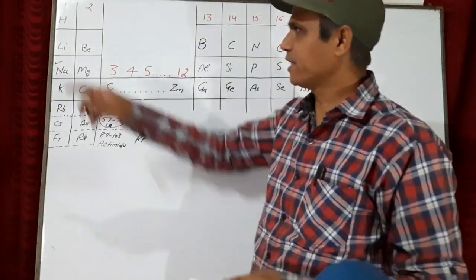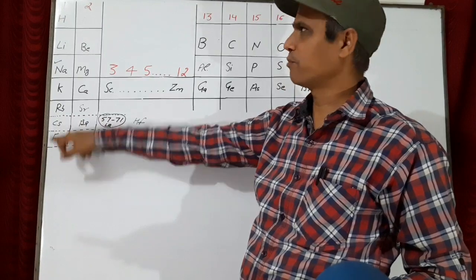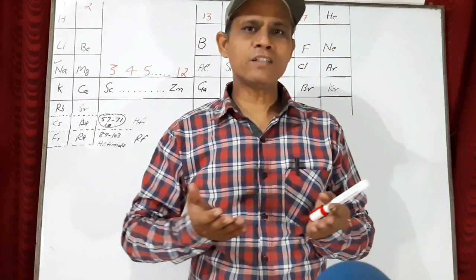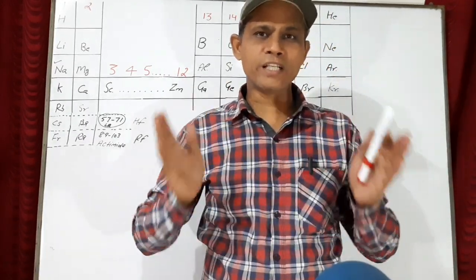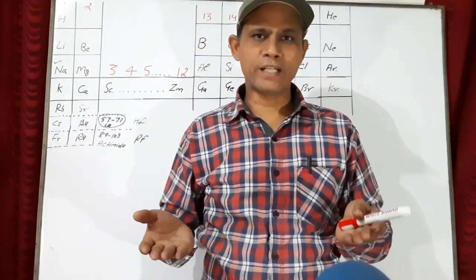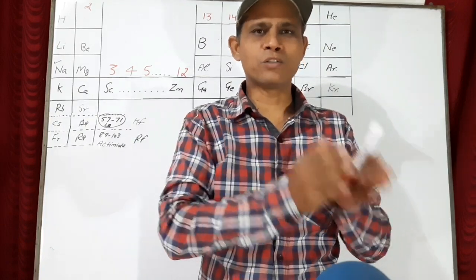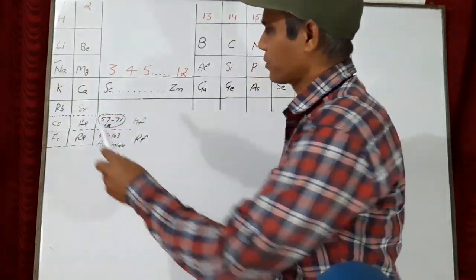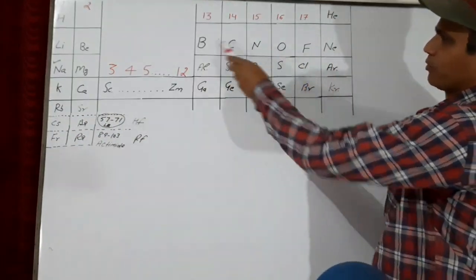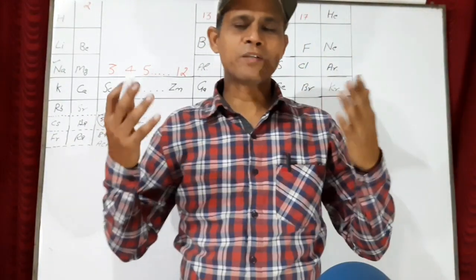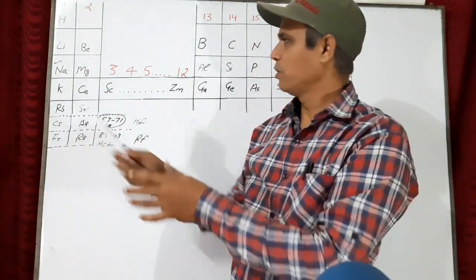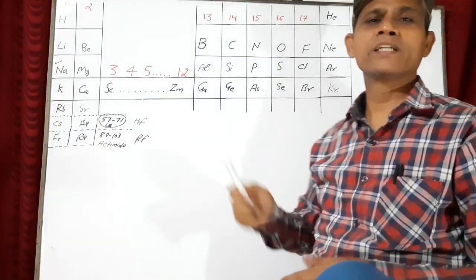Now group is the vertical columns. You can see this column is here, group number 1, group number 2. These vertical columns are known as groups, and there are total 18 groups. And these horizontal rows are known as periods. Vertical columns, groups; horizontal rows, periods.